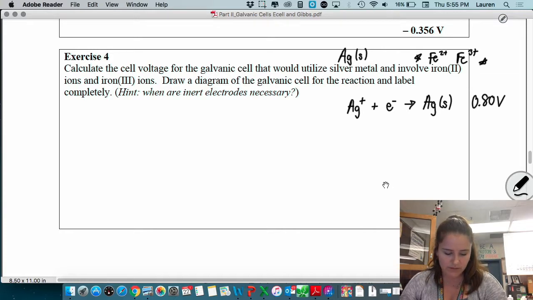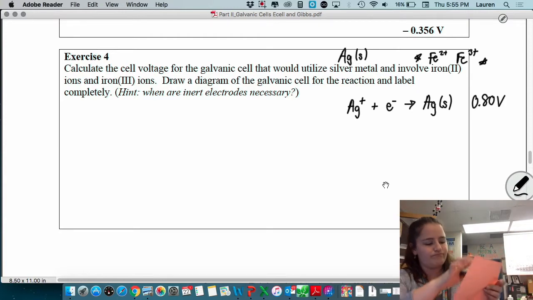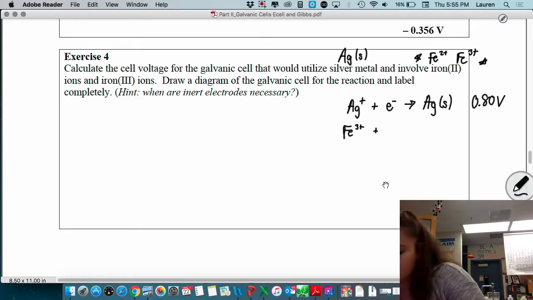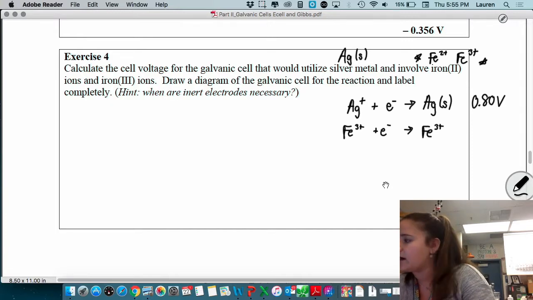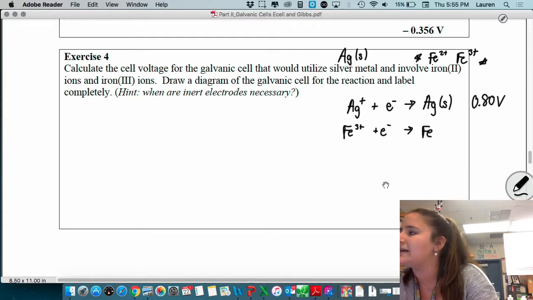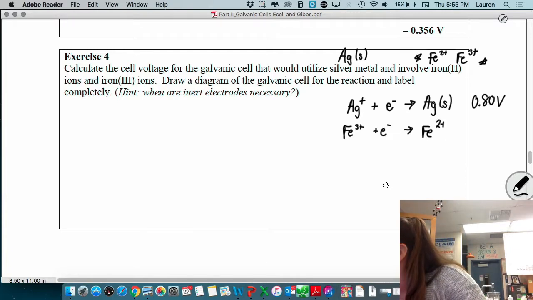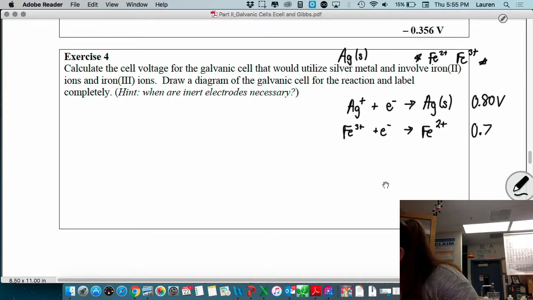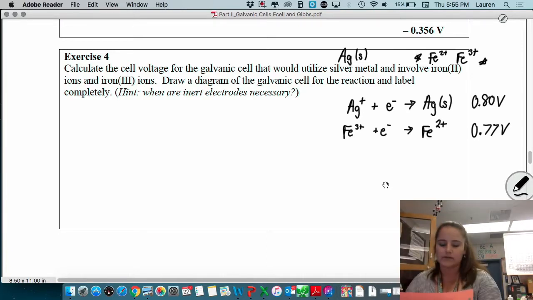Where is it on the chart? Okay, there it is. It's about a fourth of the way down the chart, where we have Fe3 plus. Again, I'm just copying these directly from the chart. Fe3 plus plus one electron gives you Fe2 plus. And the standard reduction potential on that one is 0.77 volts.